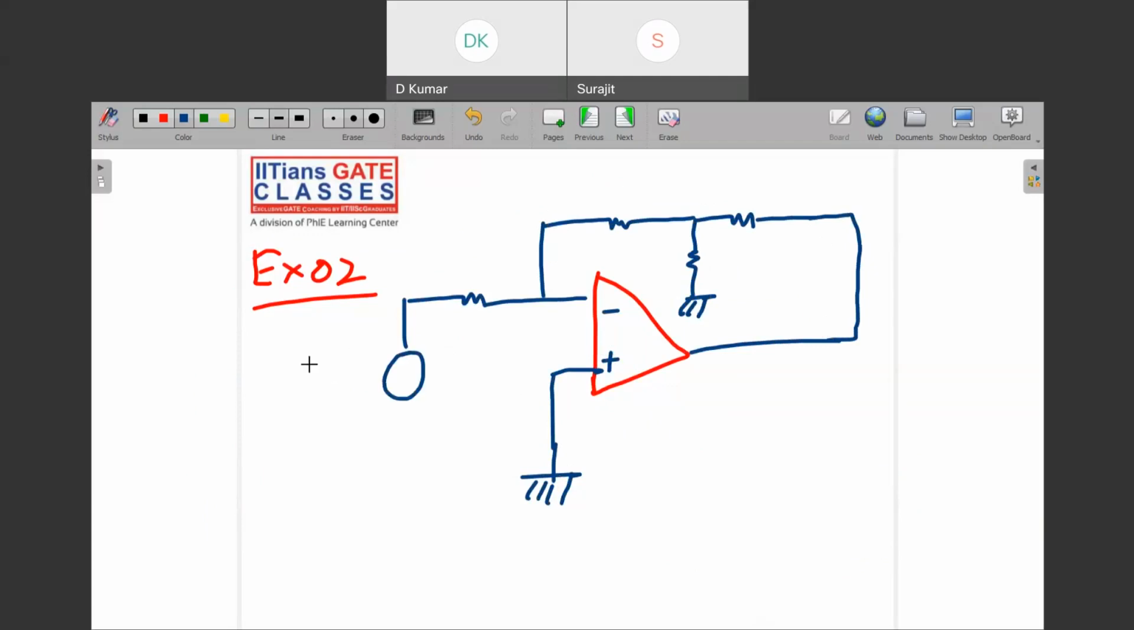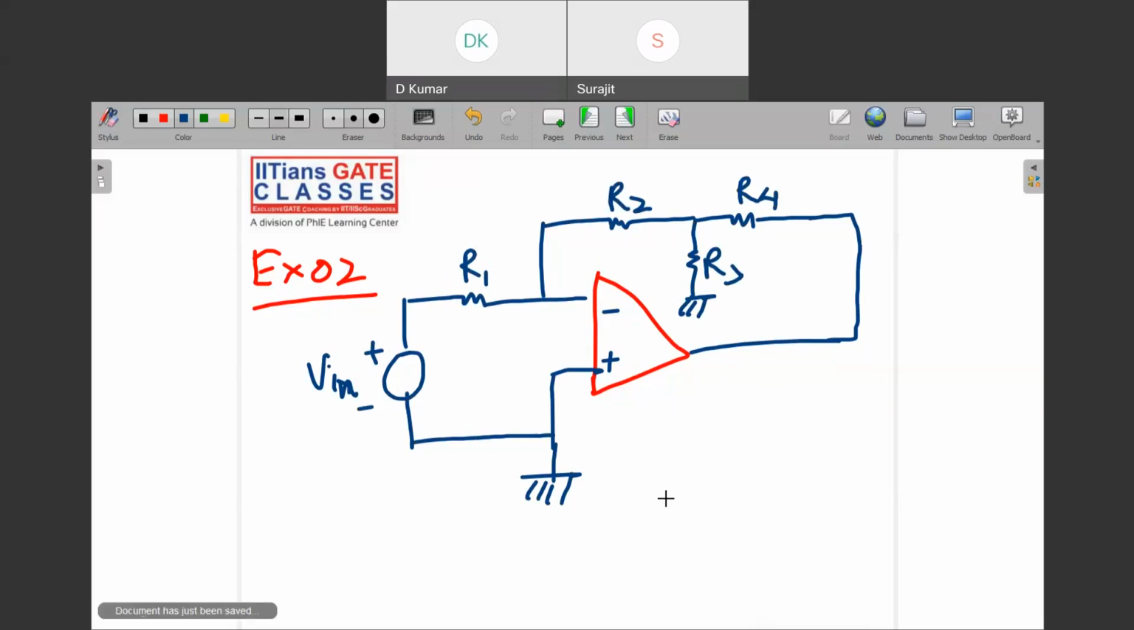This is the input here now. This time the input is connected to the inverting terminal of the op-amp, and this is how things look. This is R1, this is R2, this is R3, this is R4. So can you tell me, Surajit, what shall be the input resistance of this amplifier? How can you determine it?